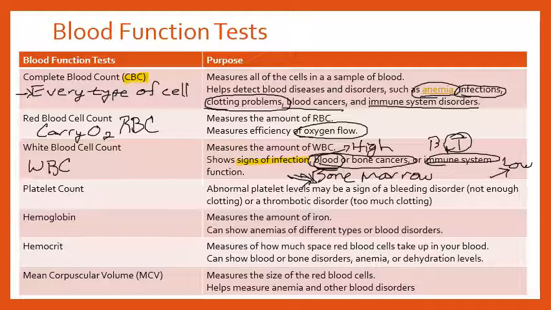Another thing they can look for is your platelet count. Remember, platelets' job is to clot the blood. So having an abnormal amount of them will tell you about some sort of bleeding disorder. Basically, maybe you have something like hemophilia, which is when your blood doesn't clot. That is a genetic disorder.